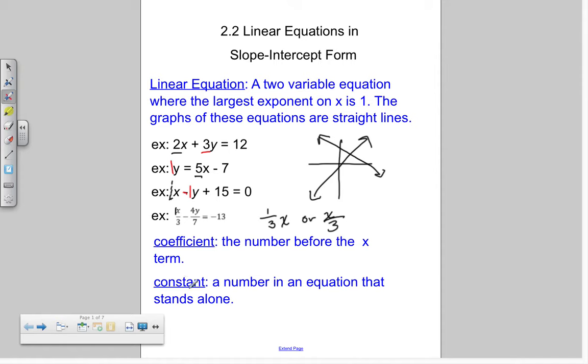So coefficient, the way I remember it is in the car, the co-pilot is someone who is in the front of the car but in the passenger seat.